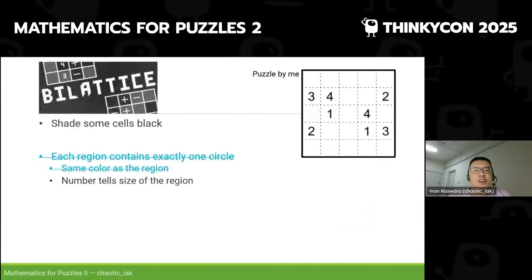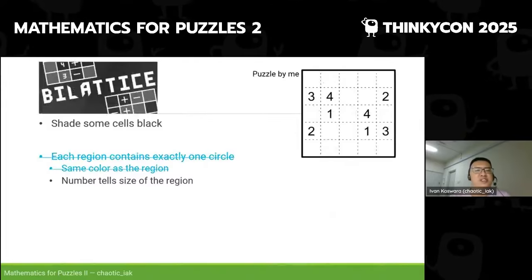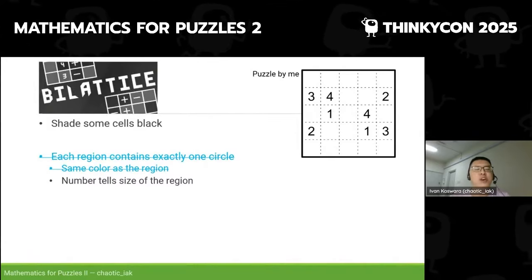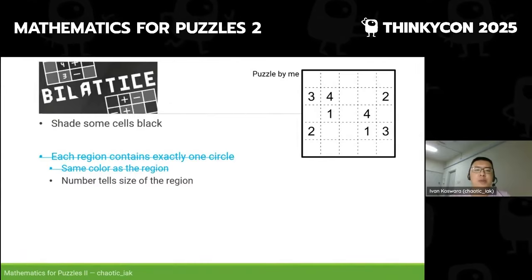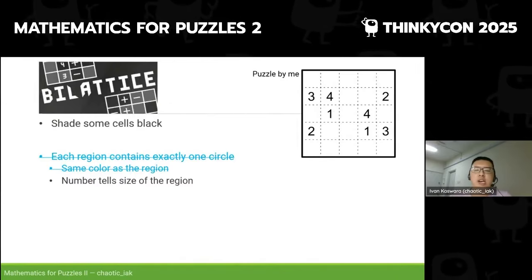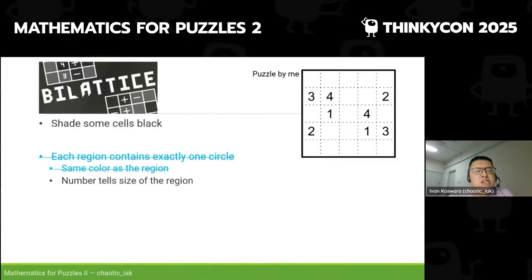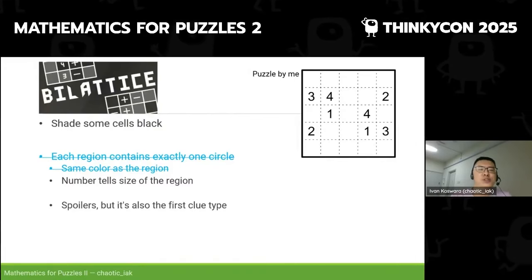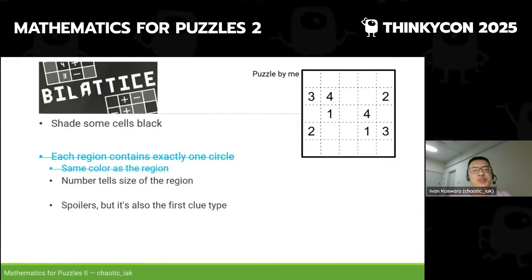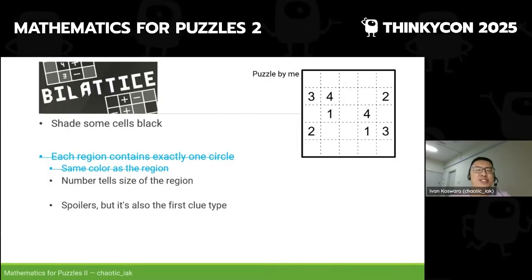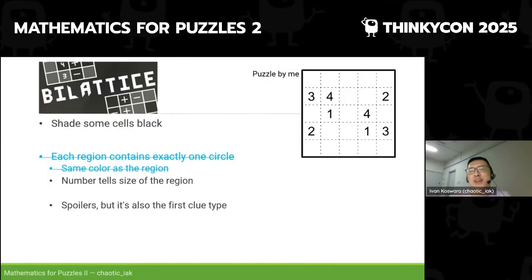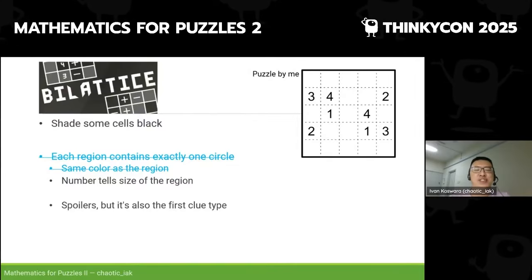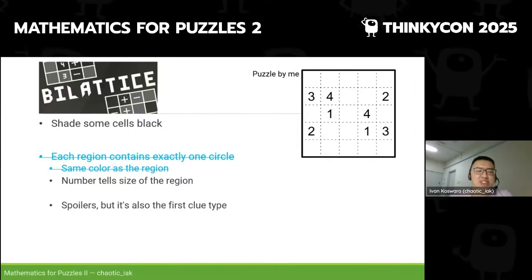Let's take a look at a simpler genre. This actually comes up in Bailetis. In Bailetis, you are going to shade some cells black, and then the numbers tell the size of the region. Strictly speaking, this is actually a spoiler, because in Bailetis you are supposed to figure out what the clues do by yourself. But also this is the first clue type that you will see, so I'm like, yeah, whatever. Sorry for spoilers, but also this is the first thing that you will figure out.